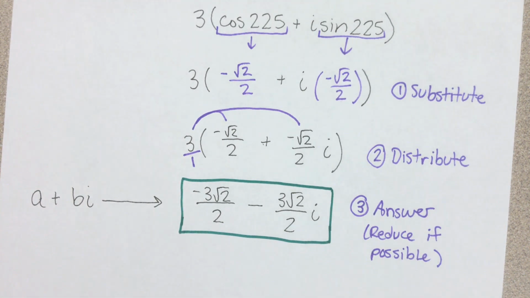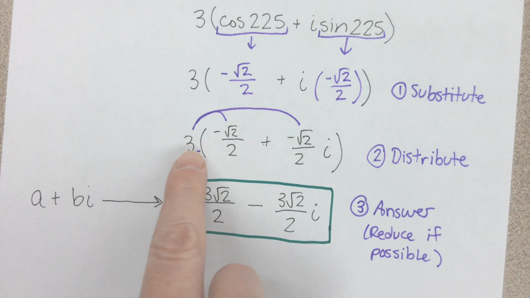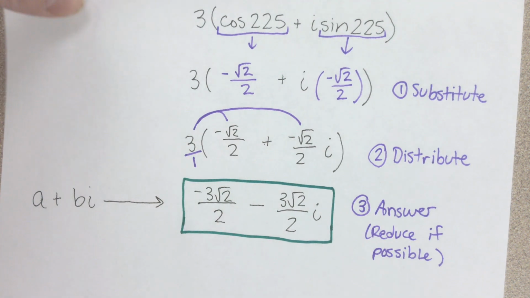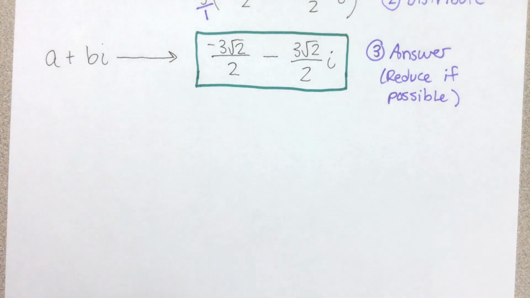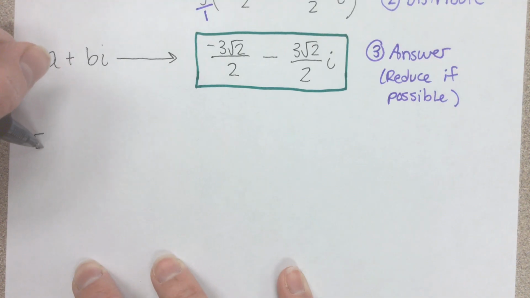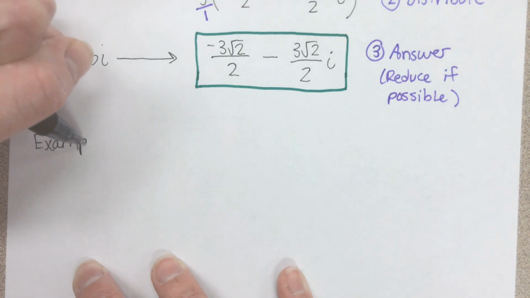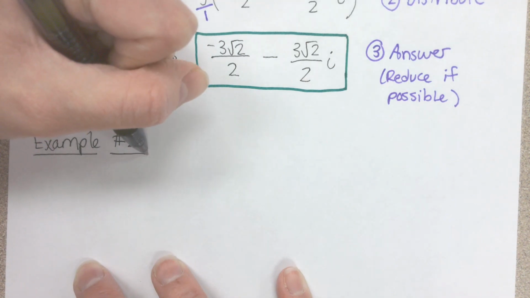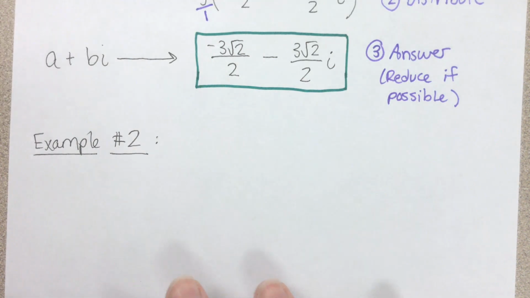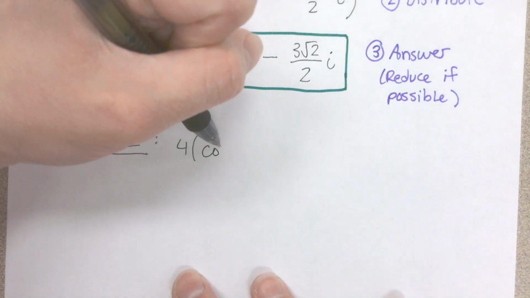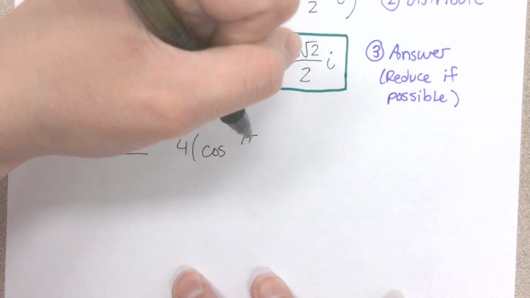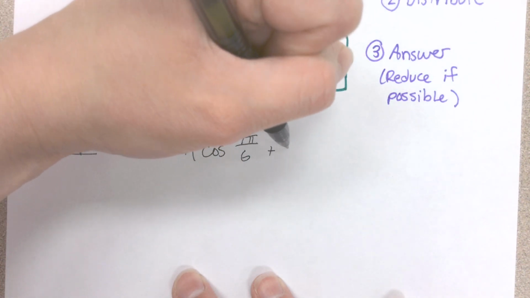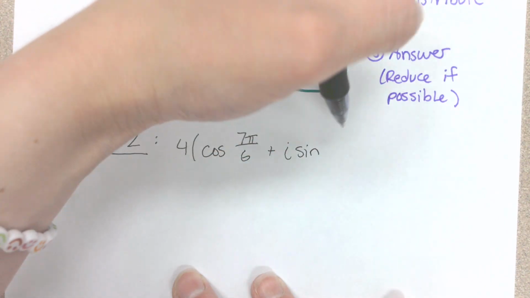Questions on converting polar to complex before I do my final example? The 3 always goes on the outside. Yes, that's the R value. Okay. Okay, example 2. Our number is 4 cosine of 7 pi over 6 plus I sine of 7 pi over 6.